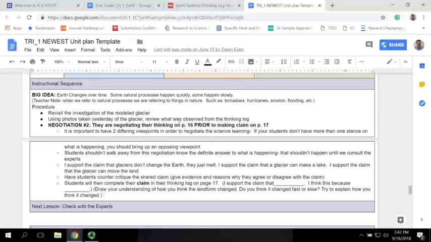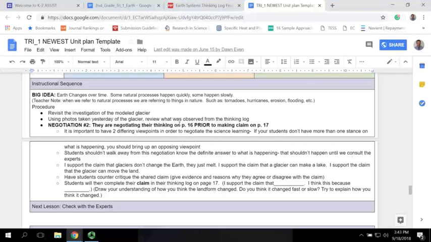Students could think about that and discuss that. They don't all come from glaciers, but some of the very big ones did, like the Great Lakes, things like that. Glacier lakes in particular came from melting glaciers.